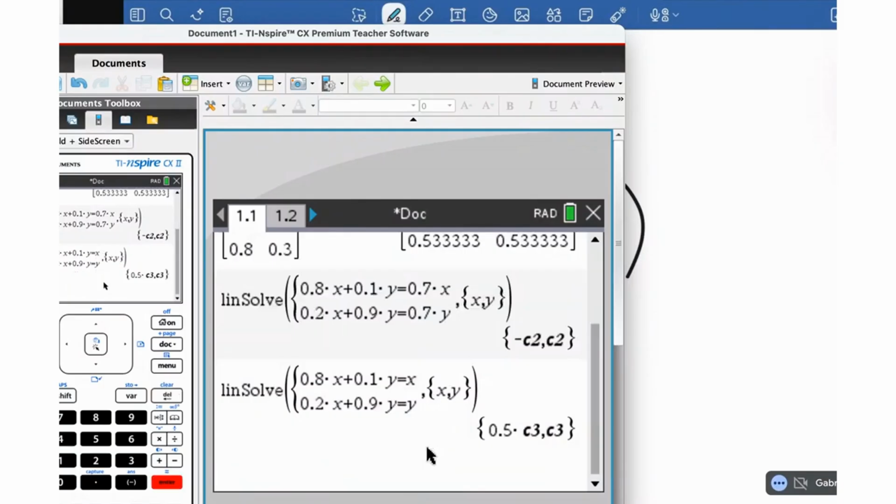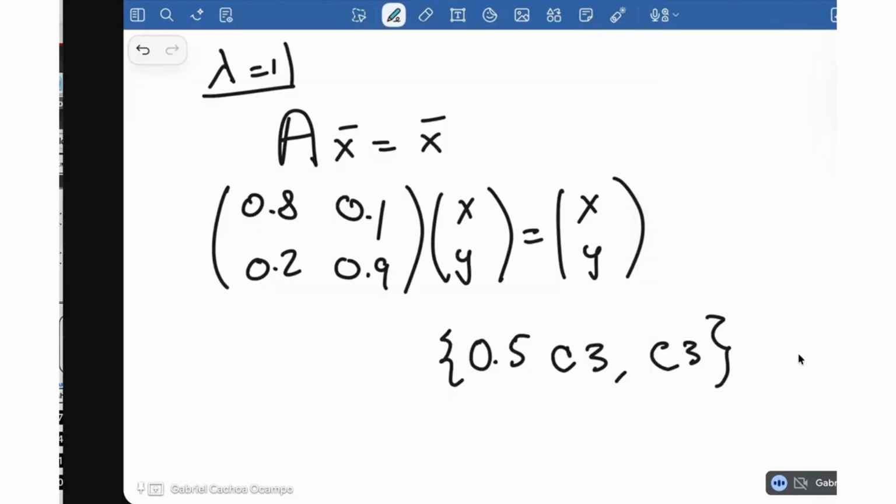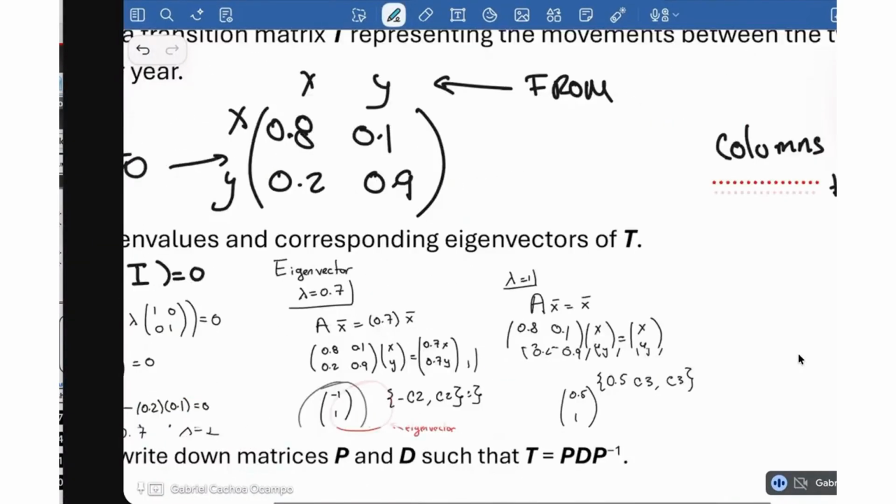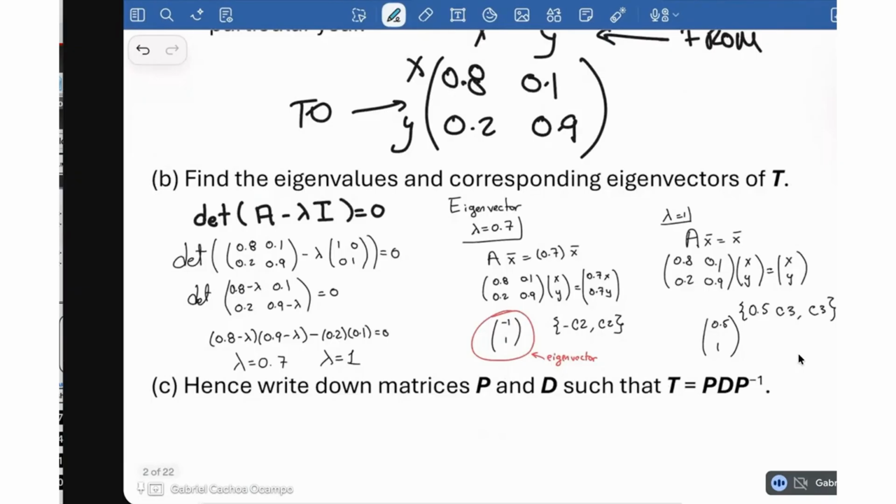So my answer is 0.5c3, c3. If I plug in c3 equals 1, this vector becomes 0.5, 1. Let me double check that they are not asking me for the eigenvectors in any particular way. So this is a fantastic eigenvector.